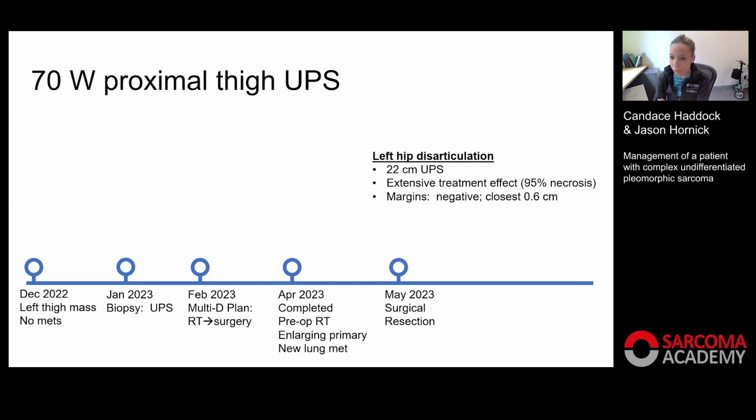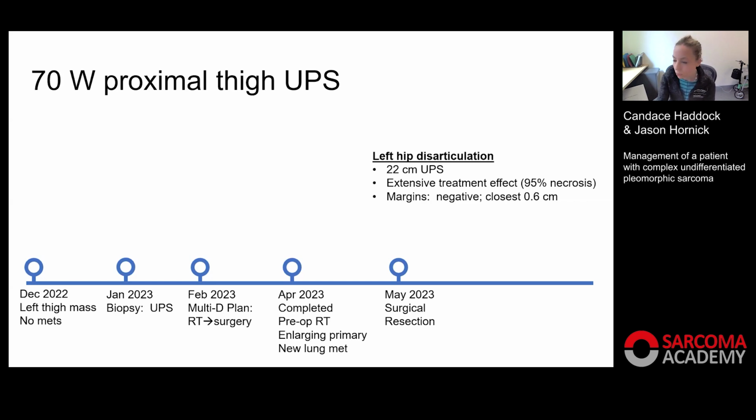Ultimately, she did go to surgery and could not spare the limb, and she ended up having a left hip disarticulation. And on pathology, a 22 centimeter UPS was diagnosed. There was, in fact, extensive treatment effect with over 95% necrosis, and the margins were negative, although the closest was 0.6 centimeters.